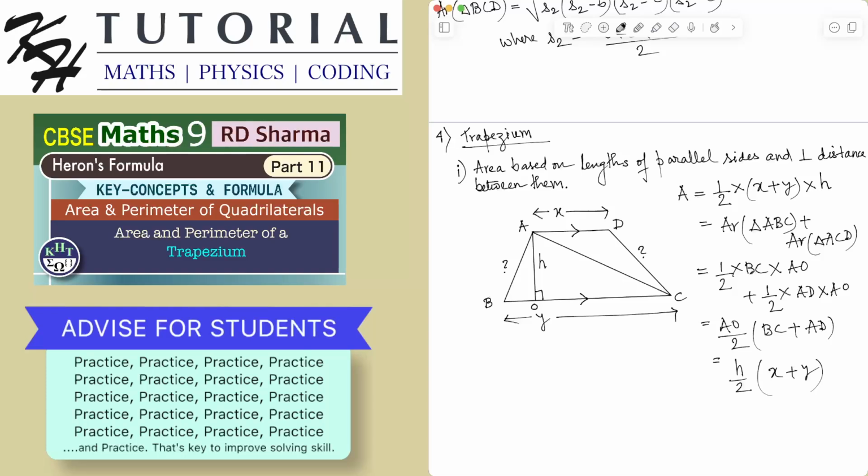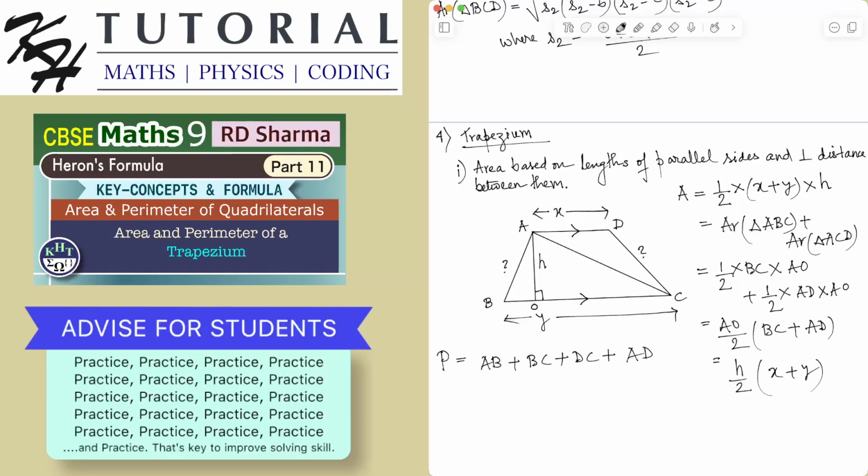Just from the altitude and the length of the parallel sides, we cannot find AB and DC. So in this scenario, we cannot find the perimeter of the trapezium. But in general, from the basic fundamental concept of perimeter of a plane figure, it will be the length of all the sides of the trapezium, AB plus BC plus DC plus AD.